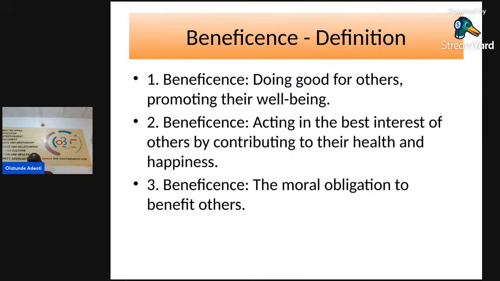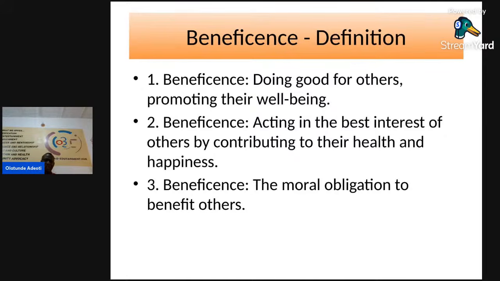Then another one is beneficence. What do we mean by beneficence? Beneficence means you are doing good for others, promoting the well-being of others. The second interpretation of beneficence is that you are acting in the best interests of others by contributing to their health and their happiness. You should not be a stumbling block no matter what. You should not be a bad example to others. You must act in the best interest of others so as to promote good health and their happiness.